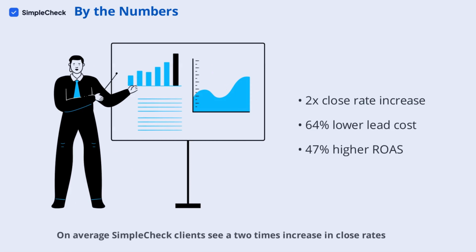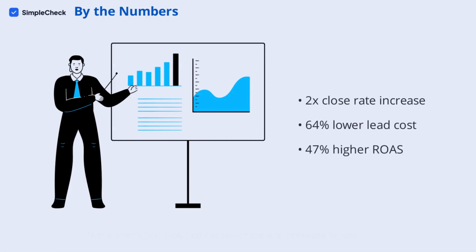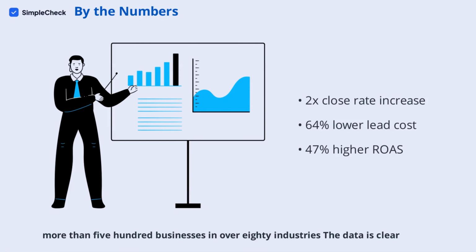On average, SimpleCheck clients see a 2x increase in close rates, 64% lower cost per qualified lead, 76% fewer wasted calls, and a 47% higher return on ad spend. These aren't just isolated cases. These are averages across more than 500 businesses in over 80 industries. The data is clear. Knowing who can pay before the call changes everything.